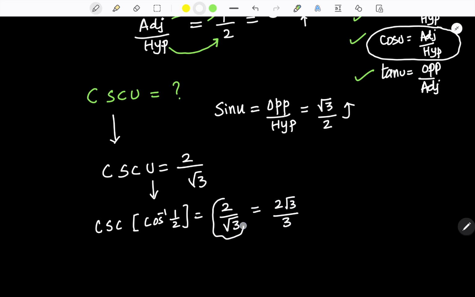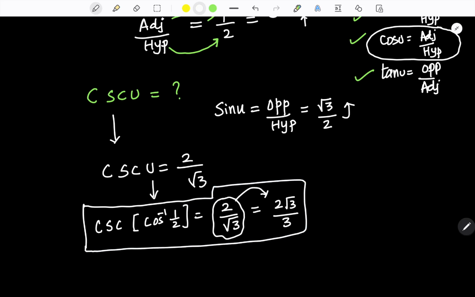How? Just put the number in the calculator, press equal, you will get this one. Why? I'm going to check whether my answer is correct or not in the calculator. So take your calculator, all of you.